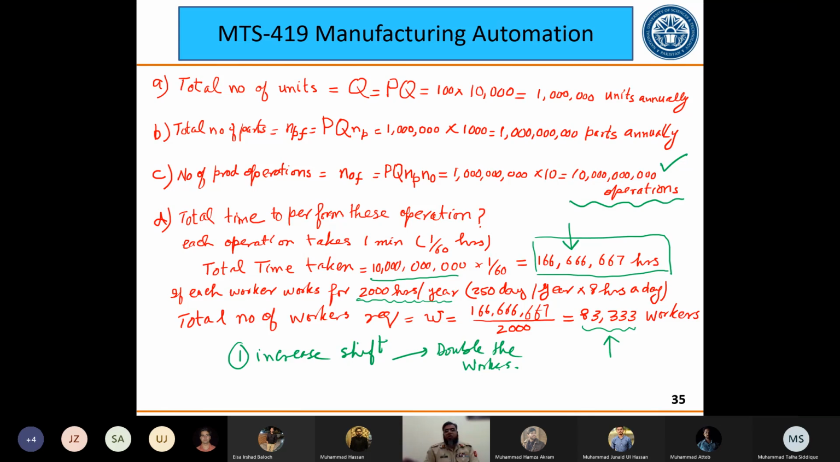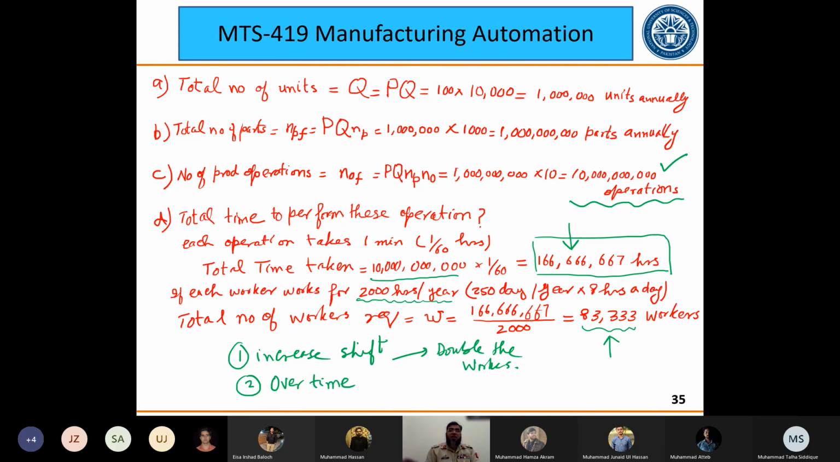Or if you want to increase the production, or finish it off early, you can go with extra time, which we call overtime. So we can go with overtime also. This is the second option with us, to go with the overtime.